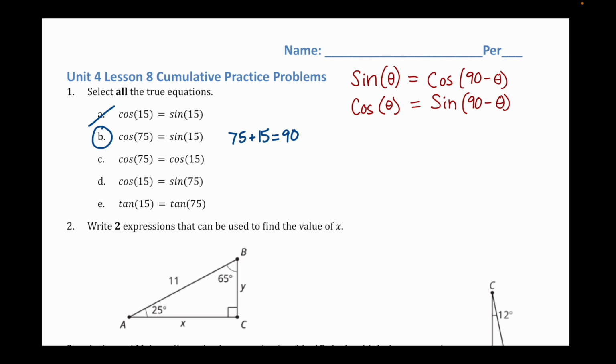So option C now has the angles flip-flopped, but it's still saying cosine of the same thing. That's not true. Cosine of 75 is not going to be the same as cosine of 15. D is also going to be correct here because we're using two different trig functions, cosine and sine, and 15 and 75 make 90, so this one works. And then we did not learn anything about the relationship involving tangent, so that one is not true.